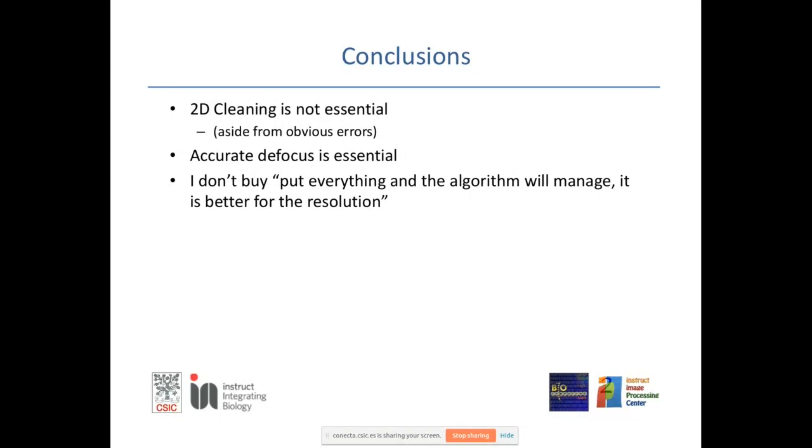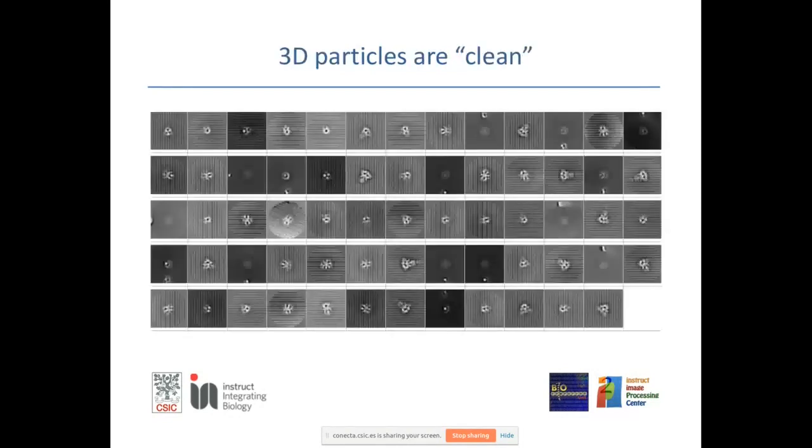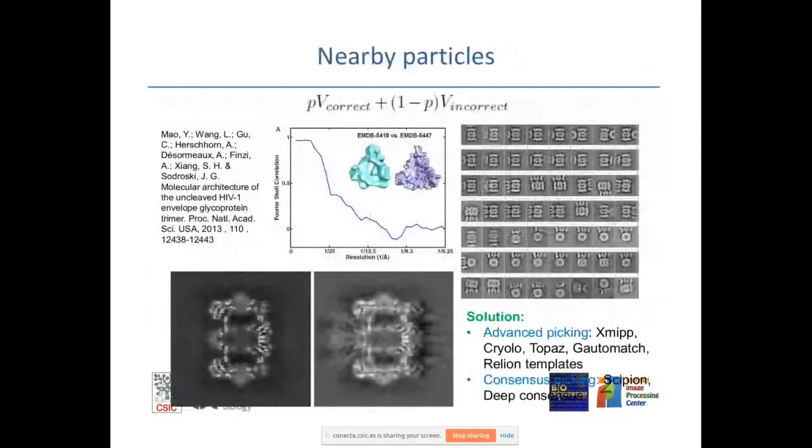And the fact that 2D cleaning is not essential doesn't mean that you can put everything into the 3D reconstruction algorithm and it will manage to produce the best resolution. You will always have this kind of problem: 90% of the data is good, 10% is bad. What you have is a mixture in your 3D structure. How important is that mixture? It depends on your percentage. But if you want to go to really high resolution, you need to do everything perfectly from the beginning to the end.